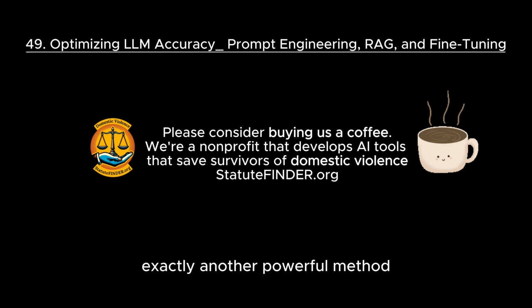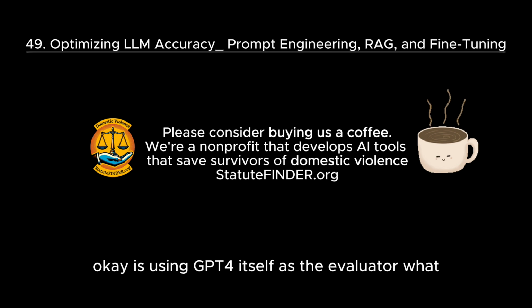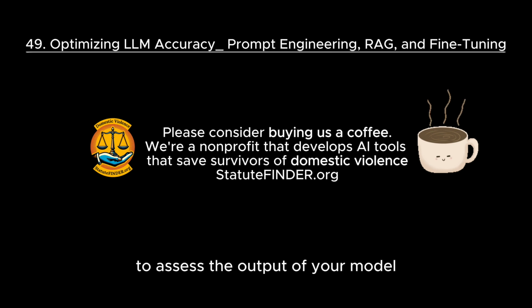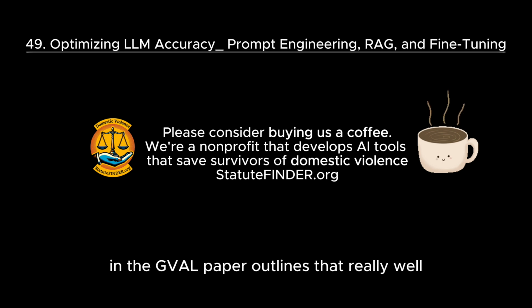Exactly. Another powerful method, which might sound a little bit meta, is using GPT-4 itself as the evaluator. What? Yeah, you can actually provide GPT-4 with a predefined scorecard and criteria to assess the output of your model. Wow. Using AI to evaluate AI. I hadn't even considered that. It's a cool technique, and the GVal paper outlines that really well.